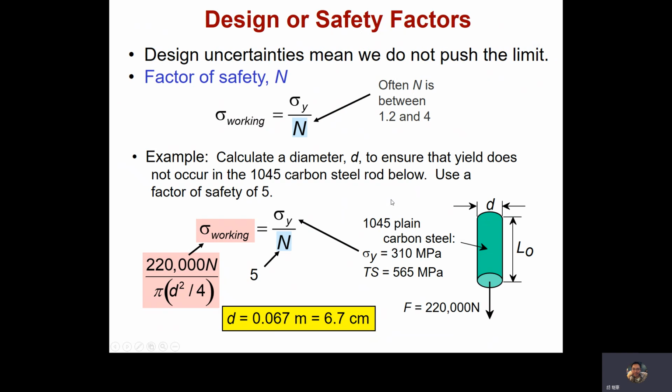So let's look at one example for a design, machine design. The meaning of design is that we have to design for uncertainty. That means we don't push the limit, right? We need some tolerance. So the idea of the safety factor is a value or an index to prevent reaching the limit.